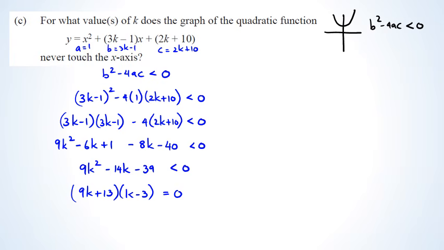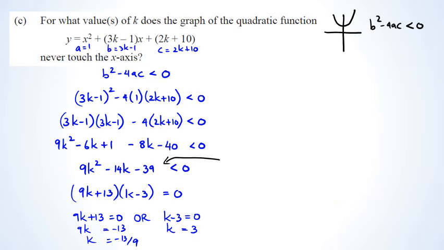So I'm going to put this as equal to 0, which means 9k plus 13 equals 0, or k minus 3 is equal to 0. Now, in the first instance, k is equal to positive 3. In this case, 9k equals negative 13, and k equals negative 13 over 9. But remember, this is a quadratic, and we want to find out when this quadratic is less than 0. So I want you guys to actually picture this particular quadratic here, 9k squared minus 14k minus 39. If you were to draw this particular graph, it's going to look something like this.